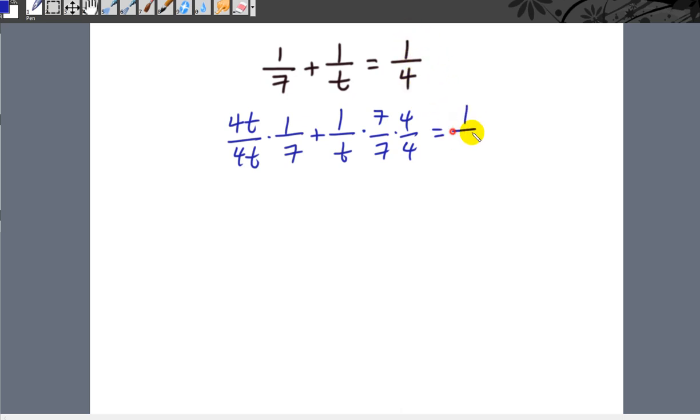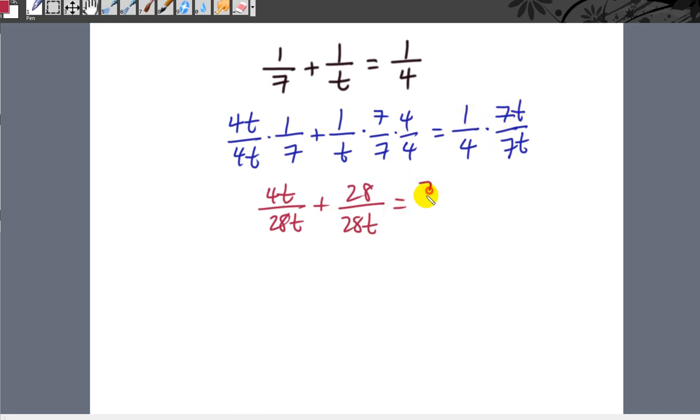And then this one, we have 1 over 4. We're missing the 7 and the t here, so we multiply by 7t divided by 7t. Okay. What we want to do is simplify this. So we have 4t divided by 28t, plus 1 times 7 times 4, which is going to be 28, divided by 28t, and then we have 1 times 7t, and we divide that by 4 times 7t, and that's 28t.